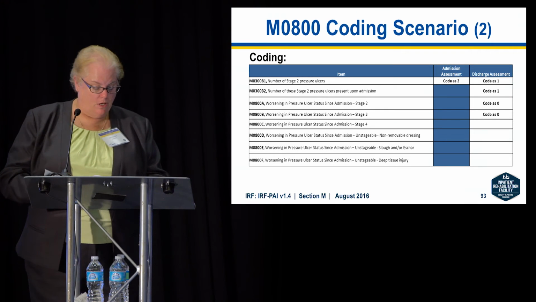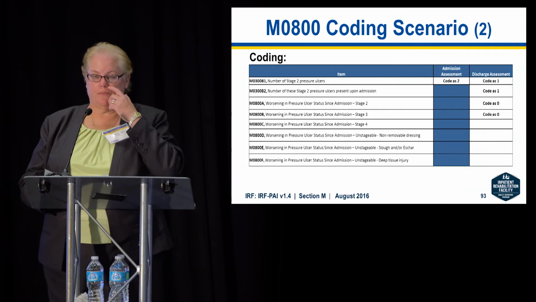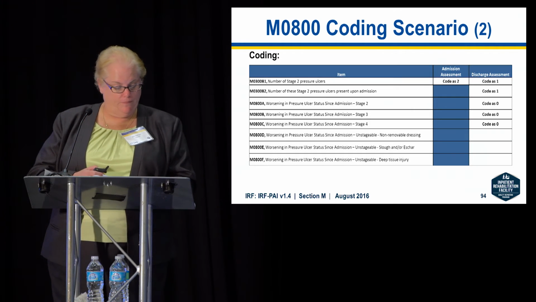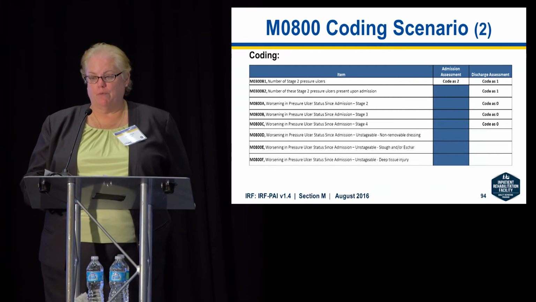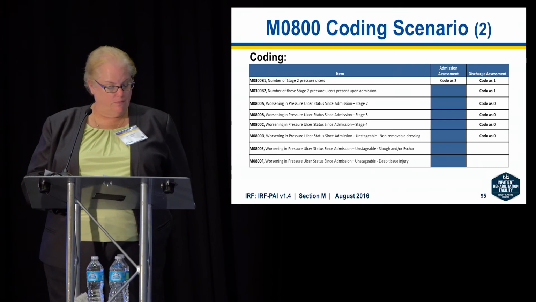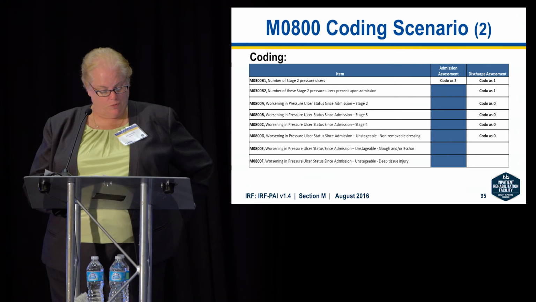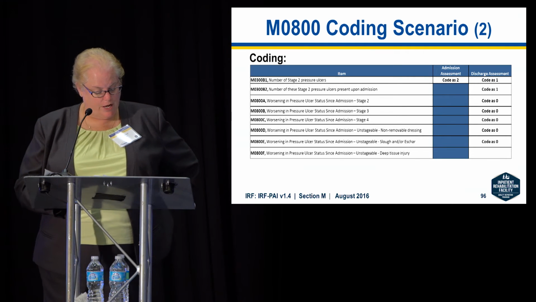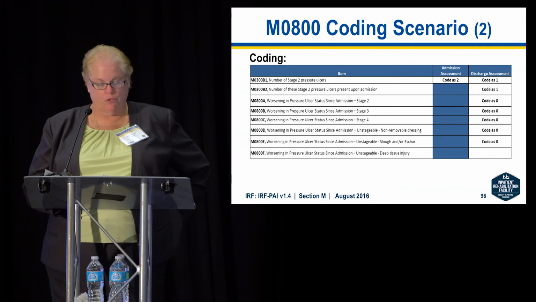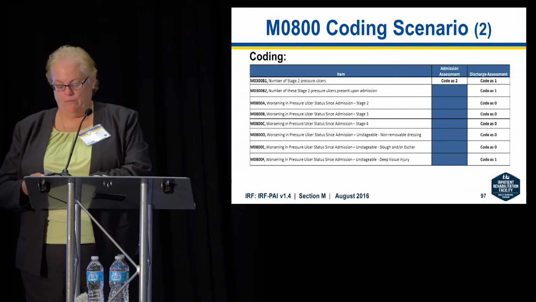0, good. Worsening in pressure ulcer since admission, new, stage 4? 0, good. Worsening in pressure ulcer since admission, unstageable due to non-removable dressing? 0. How about worsening in pressure ulcer status since admission, unstageable, slough, or eschar? Right, 0. And then the last one, worsening in pressure ulcer status since admission or new, unstageable, deep tissue? 1. Right, great job. You worked through that quite well.